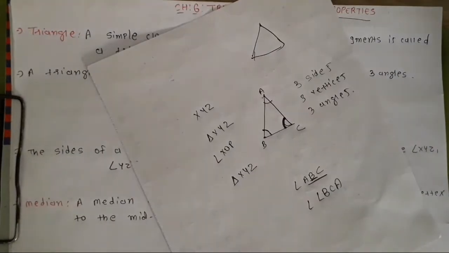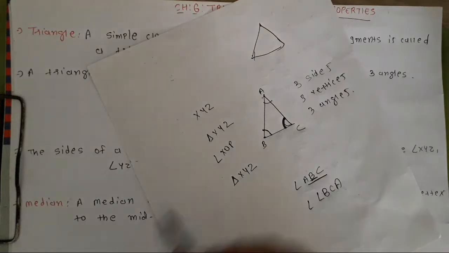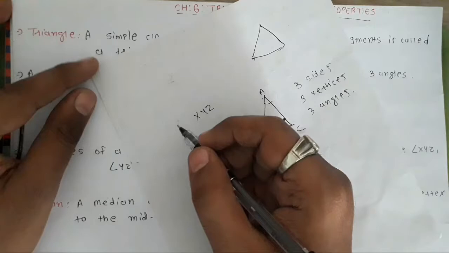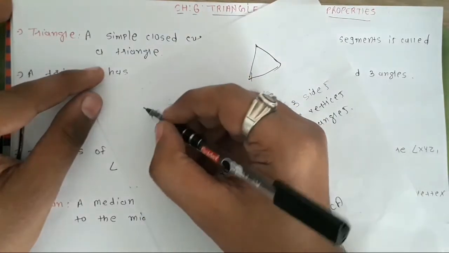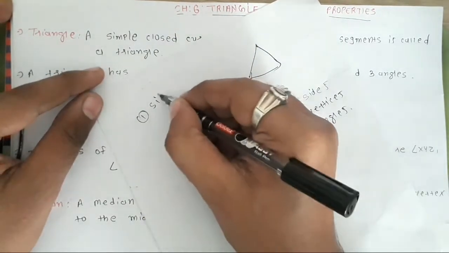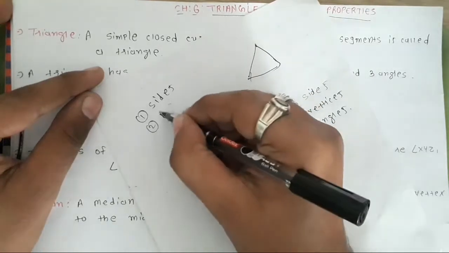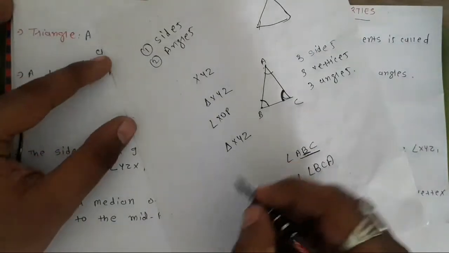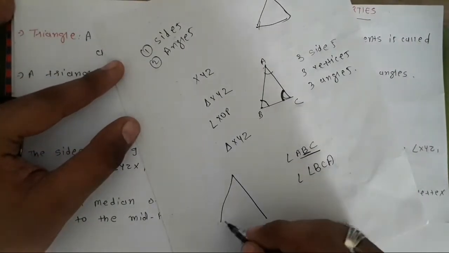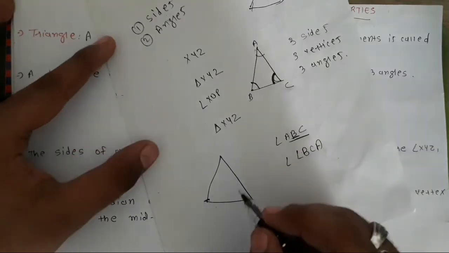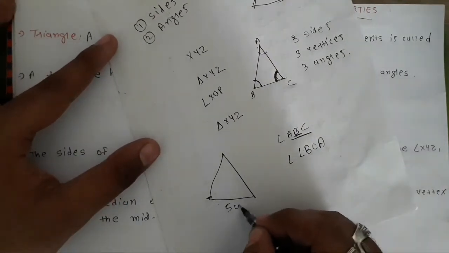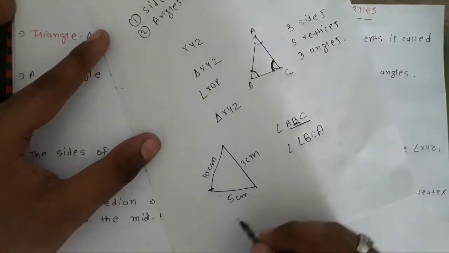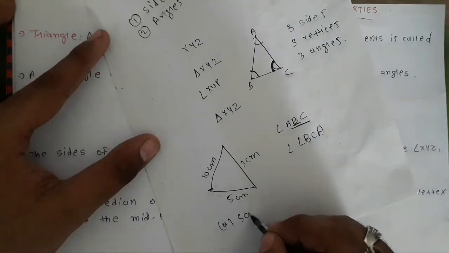Now there are some types of triangles which we already studied in previous standards. The classification of triangles is on the basis of two things: first, on the basis of sides, and second, on the basis of angles. On the basis of sides there are three types of triangle. The first one is the scalene triangle. In a scalene triangle all three sides are different. For example, this side is 5 centimeter, this side is 10 centimeter and this side is 3 centimeter. So this triangle is called a scalene triangle.